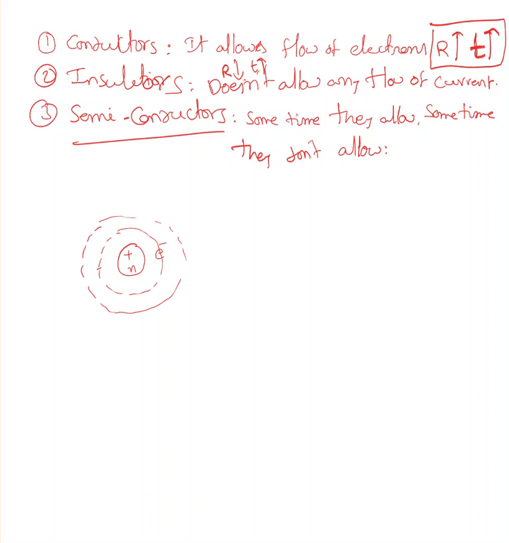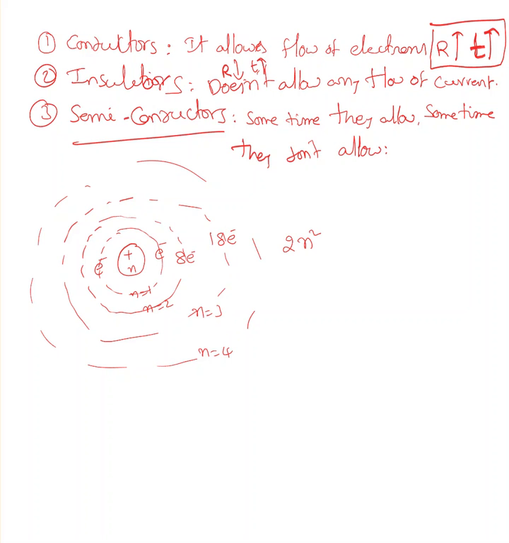The first orbit can hold up to 2 electrons, the second one can hold up to 8 electrons, and the third one can hold up to 18 electrons. That number you can define by 2n squared, where n is the orbit number. So here n equals 1, n equals 2, n equals 3, n equals 4. Each orbit can hold that many electrons. If you look at the atom, most of the atoms will end up at the 4th orbit.